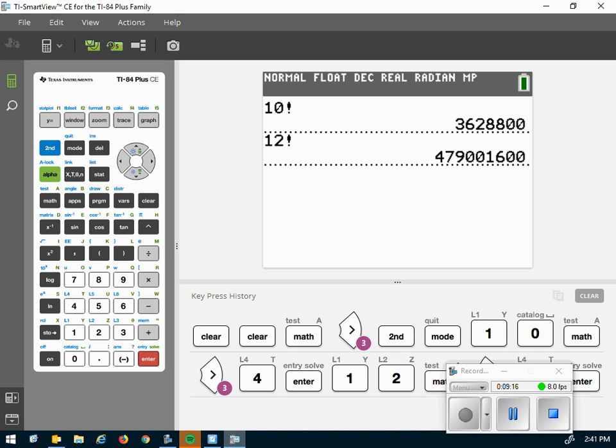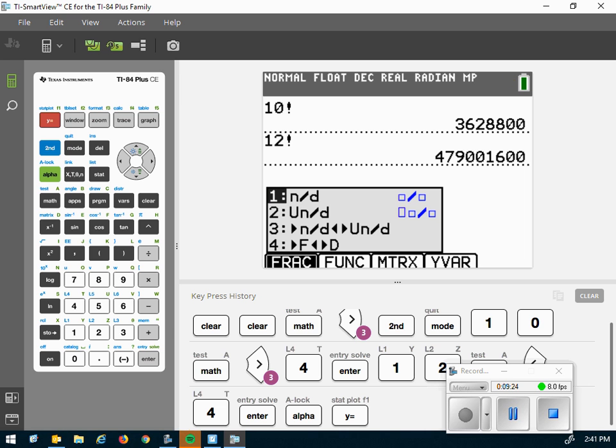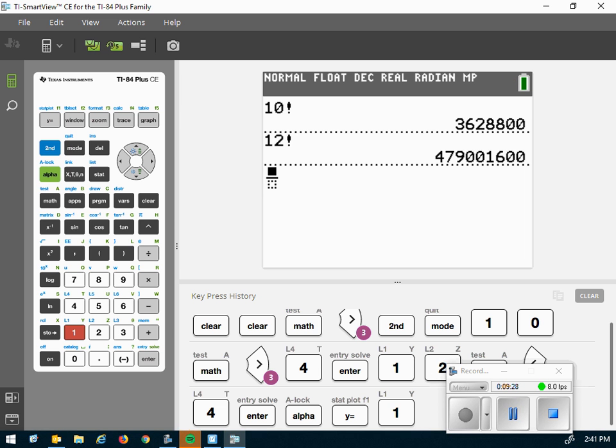Now, let's talk about how to do that on your calculator. I want you to go to your fraction command, which is alpha y equals option 1. And type it in. Type in your 32 factorial.